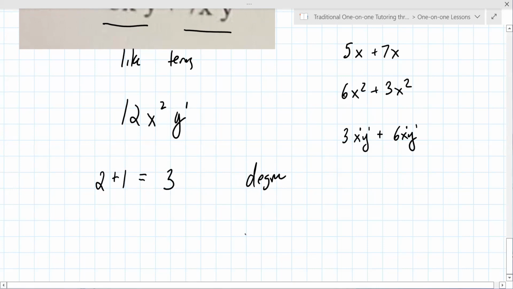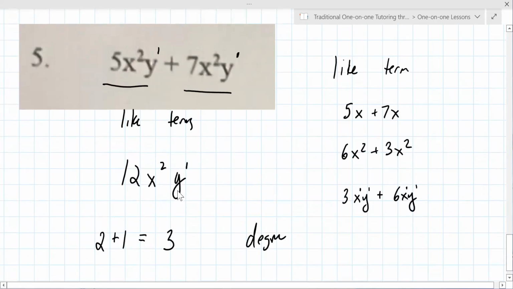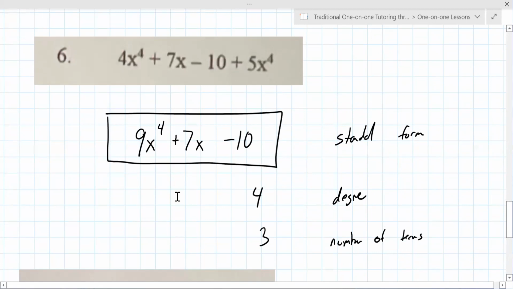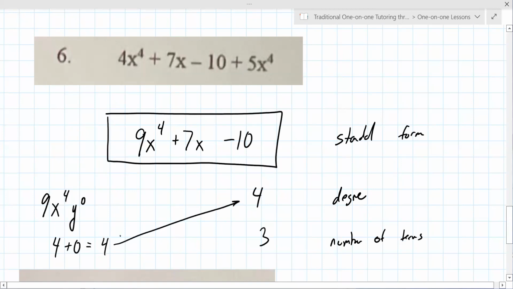Maybe you like that, maybe you don't. But let me go up and show you why this is always true, by the way. It's kind of hidden from you. Let's look back at the previous problem here. So you said the degree was 4. Let's just say it was 9x to the 4th and y to the power of 0. What is 4 plus 0? 4. Still 4. So it still works. It's just we don't write y to the power of 0.